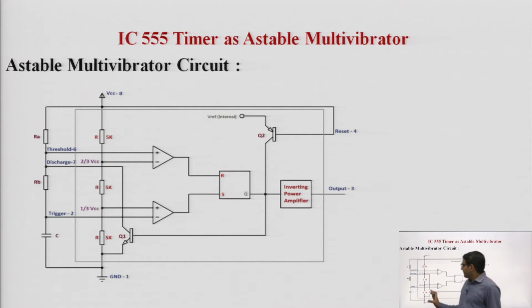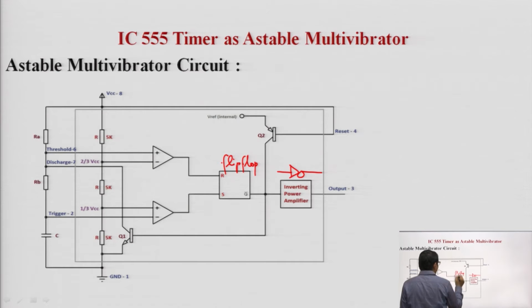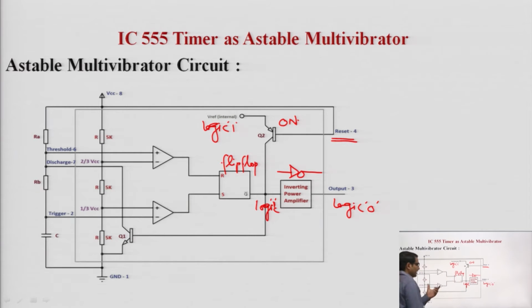This is the functional block diagram for the astable multivibrator. Here is the inverting power amplifier, which is basically a NOT gate. This is the RS flip-flop. Pin number 4 is used for reset. When it is on, V reference, the internal voltage, is considered as logic 1. Logic 1 will appear here, and it gives logic 0 at the output side, and the timer will reset.